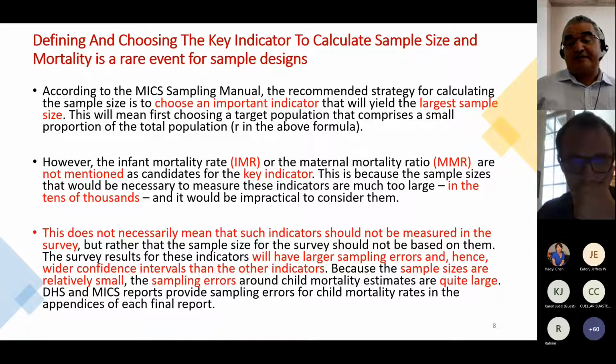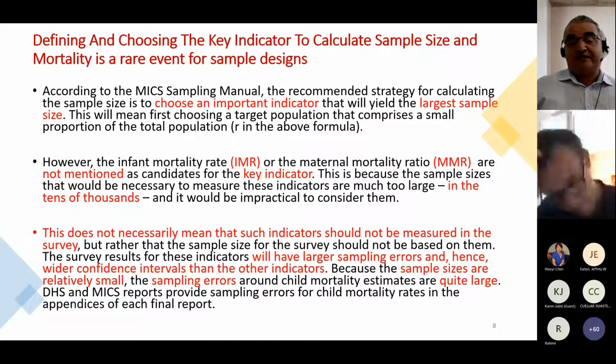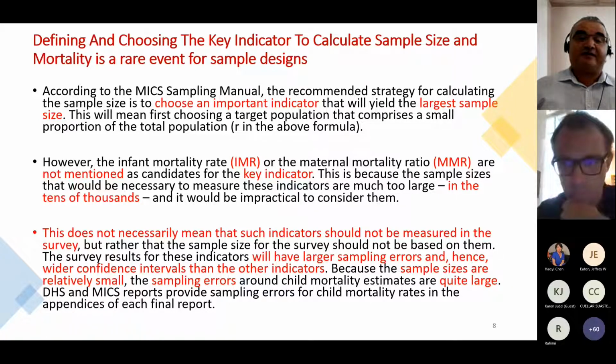The survey calculations are not based on them, but the survey results are also given for these mortality indicators, although they have larger sampling errors, meaning that they have wider confidence intervals compared to other indicators. Because the sample sizes are relatively small to calculate mortality indicators, we have higher sampling errors around child mortality estimates. If you look at the DHS or similar reports, you will see the sampling errors for such rates, mortality rates, at the end of the final report, and you can have an idea of this.